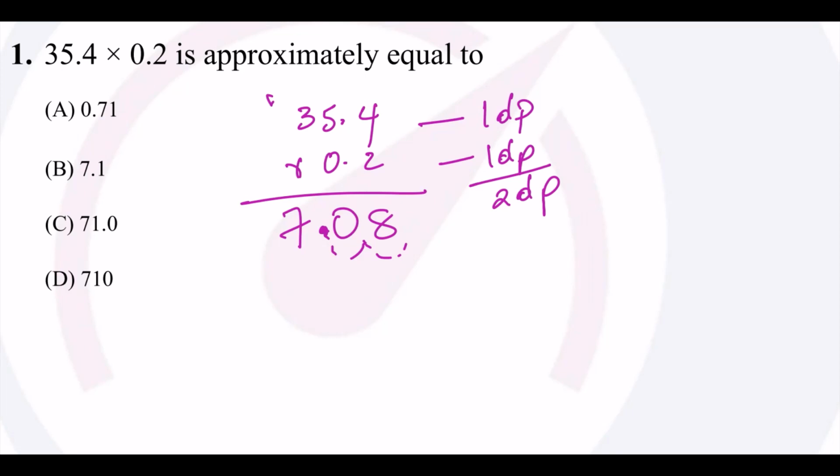Now it says approximately equal, so it means you won't see the answer that you multiply and get exactly. So we have 7.08. So look at what is closest to it. So not 71, not 700. So we have B, 7.1. If we round off 7.08 to one decimal place, then we get 7.1. Very sorry, 7.1. So our answer is B.